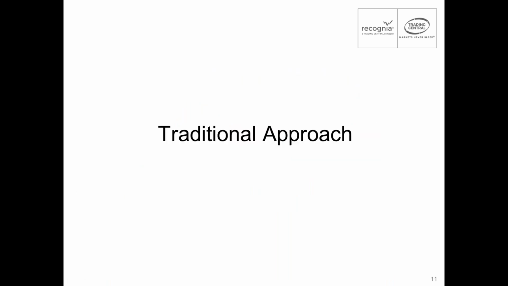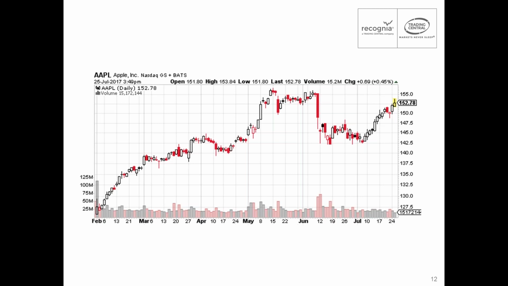Now let's talk a little bit about what's the traditional approach to technical analysis, and then we'll contrast it with how Recognia will let you work. So in traditional technical analysis, it's really all about looking at charts. And here's an example of a chart. Here's Apple, a very well-known tech company. And you can see we might look at this chart and say, what is technical analysis going to tell us about the price action in Apple?